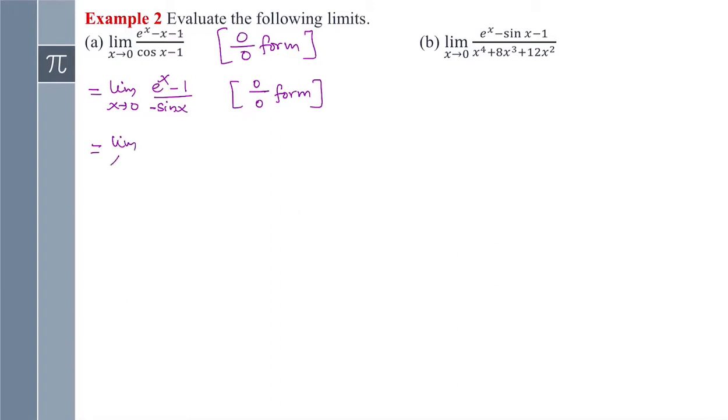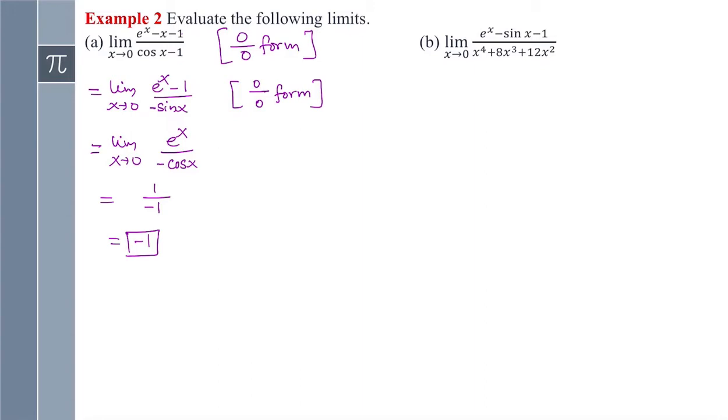So limit as x approaches 0. The derivative of e to the x is e to the x over the derivative of sine x, which is cosine x, but we already have that negative, so it's negative cosine x. Now if I plug in 0, I get e to the 0, which is 1, minus cosine 0, which is 1, so it's negative 1, which gives us a limit of negative 1.